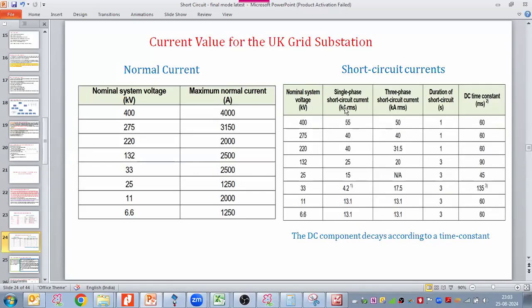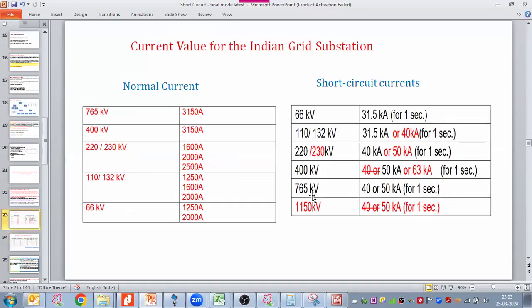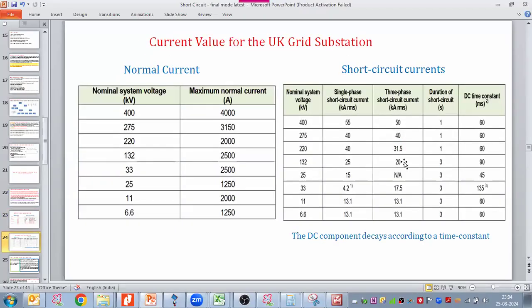Short circuit rating: 400 kV, single phase short circuit 55, 3-phase short circuit 50 kiloampere, 1 second. 275 kV: 40, 40. 220 kV: 40, 31.5; 3-phase 31.5, single phase 40. 132 kV: 25 and 20 kiloampere, whereas 132 kV is 31 or 40 kiloamperes. So here it changes drastically. 25, 15, 3-phase not applicable. 33 kV: 4.2, 17.5; 11 kV: 13.1, 13.1; 66 kV: 13.1 kiloampere. So short circuit is different here.